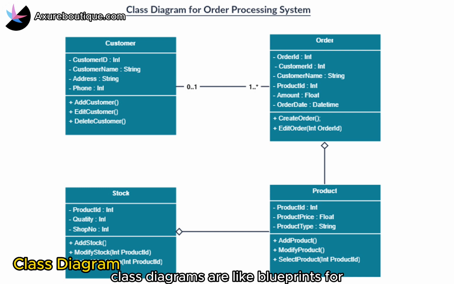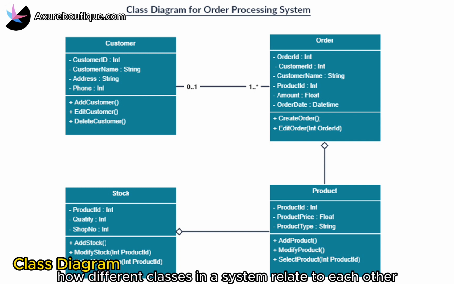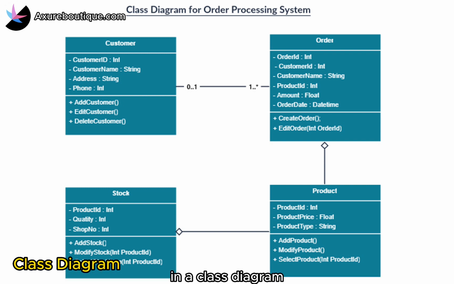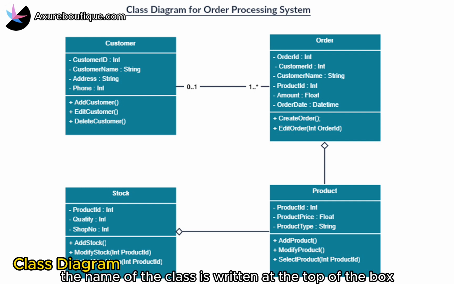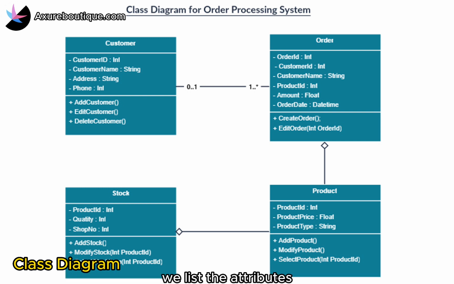Class diagrams are like blueprints for object-oriented solutions. They help us understand how different classes in a system relate to each other. In a class diagram, each class is represented by a box. The name of the class is written at the top of the box. Inside the box, we list the attributes (characteristics of the class) in the middle and the operations (actions it can perform) at the bottom. When there are many classes in a system, we group them together in a class diagram to make it easier to see how they interact.